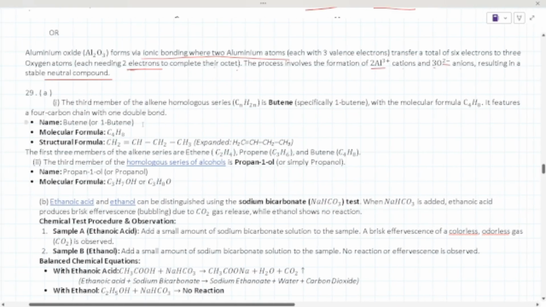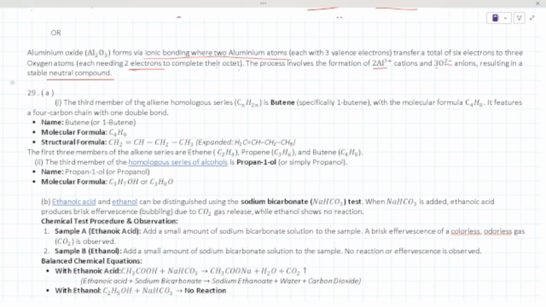Alcohol. The third member of the alkene first series, butene, basically you can say 1-butene, with the molecular formula C4H8. It features 4 carbons with one double bond. The name will be butene or 1-butene.